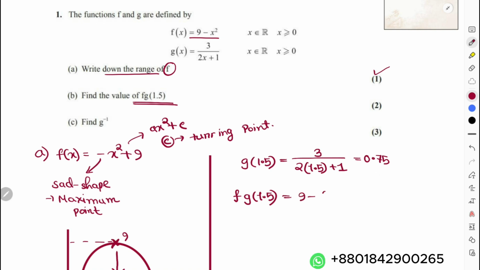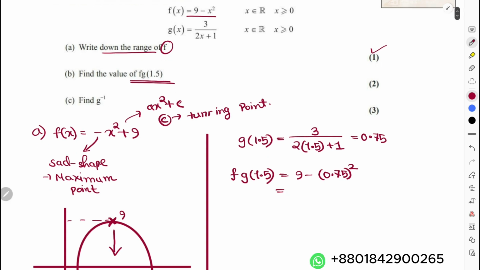So you get 9 minus 0.75 whole squared, which is 8.44. Okay. They didn't actually give any decimals, so I should write this as a fraction, 135 over 16. This is your answer for part B.